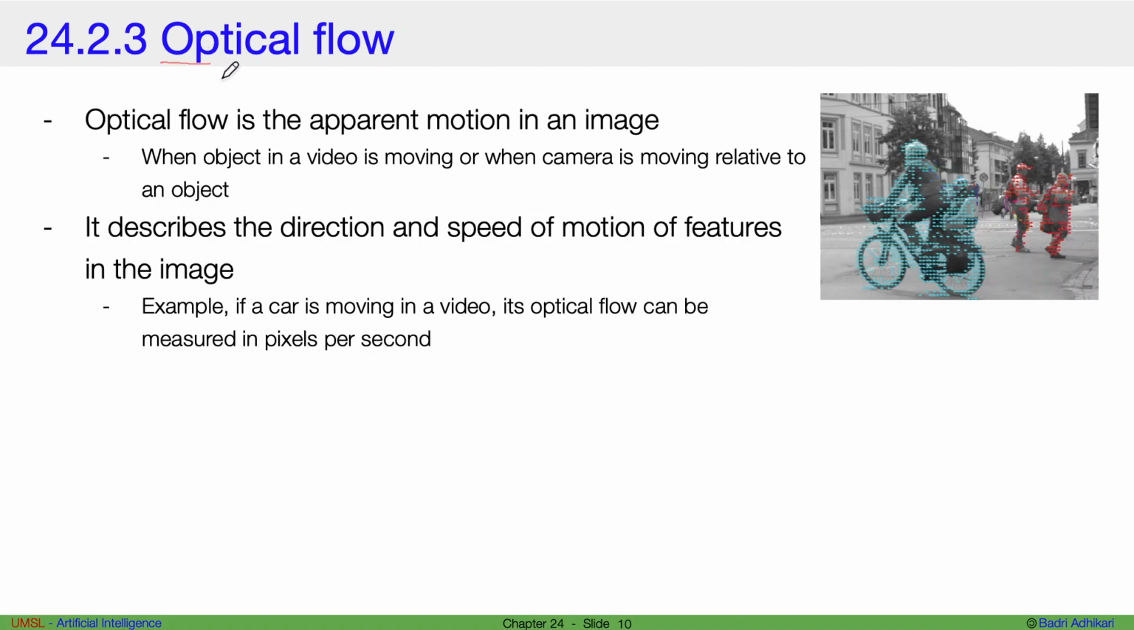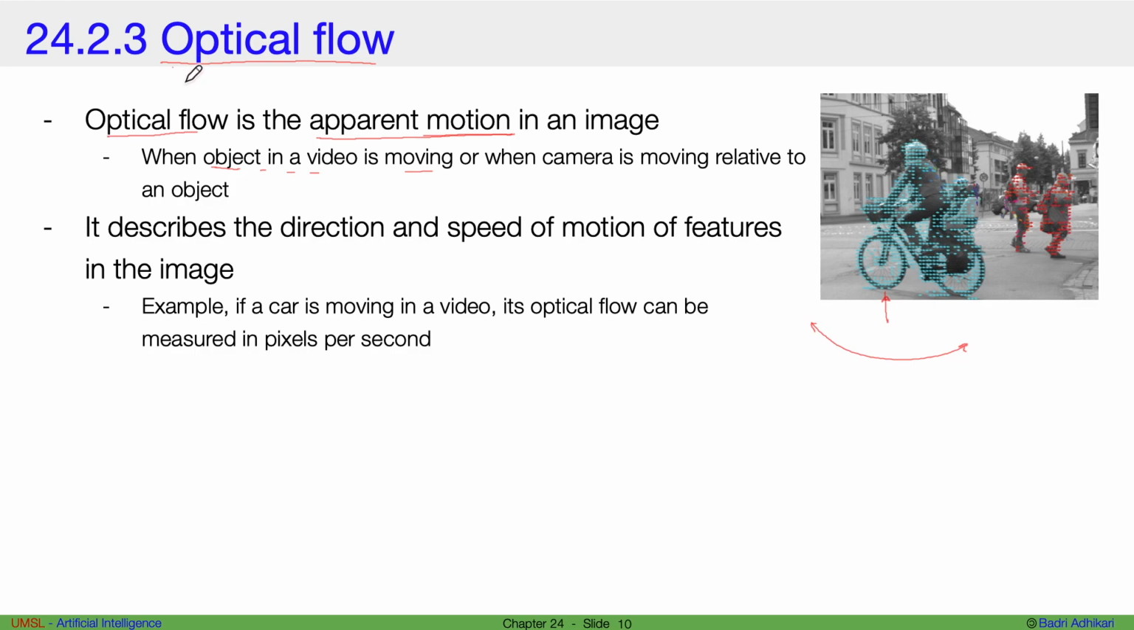Next, we will look at optical flow. So optical flow is an apparent motion in an image. If you have 2 or 3 images of a particular thing that's happening in a scene, then optical flow can be used to identify what objects are moving in a picture or a set of pictures. When an object in a video is moving, or sometimes when your camera is moving, optical flow can be calculated to determine the apparent motion in an image.